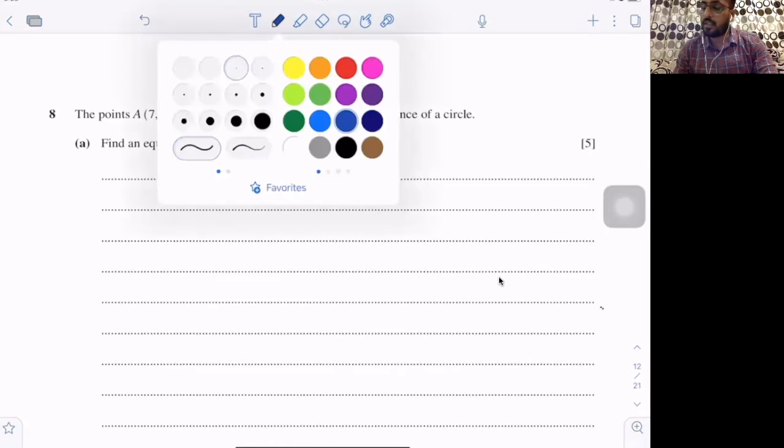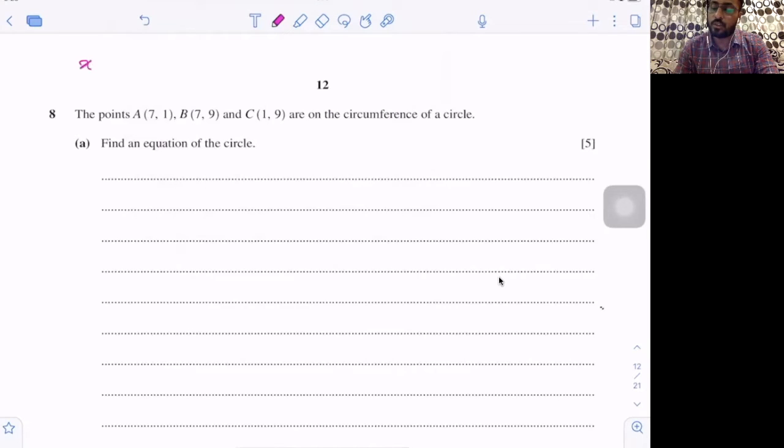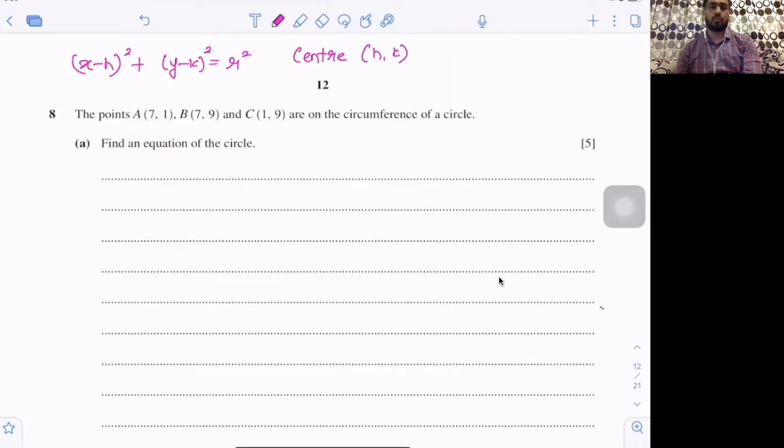I hope everyone is aware of the center radius form, which looks like (x − h)² + (y − k)² = r², where h and k are the coordinates of the center of the circle. So the center of the circle has coordinates (h, k), and r is the radius of the circle.